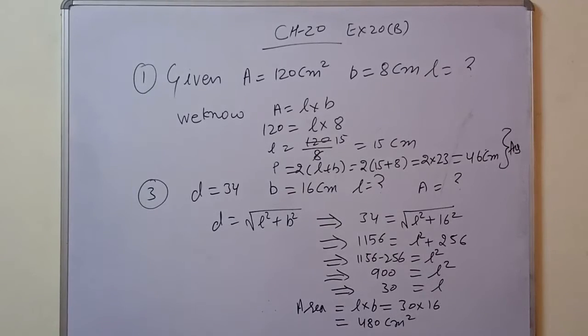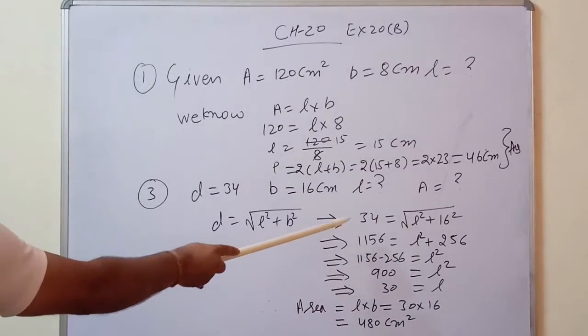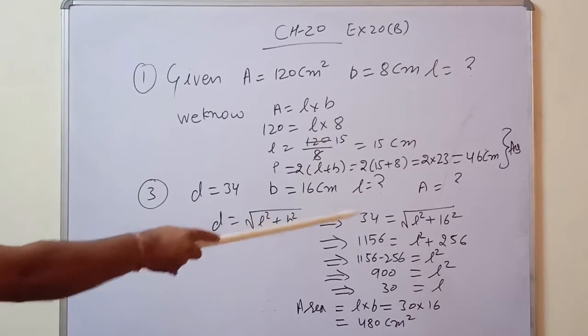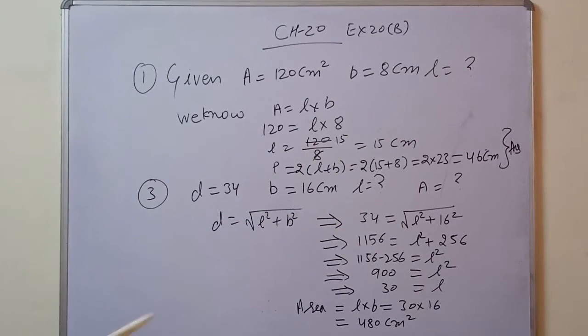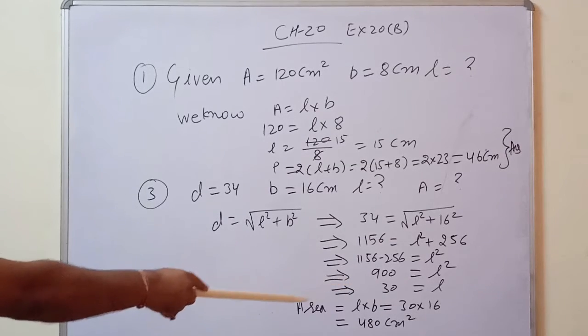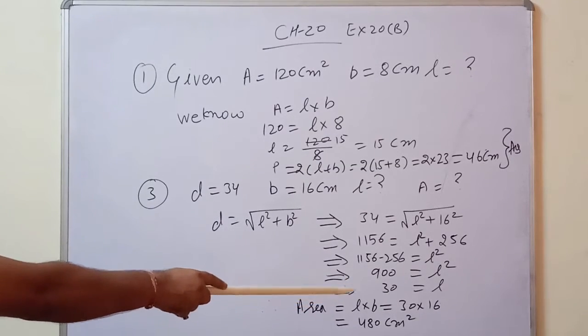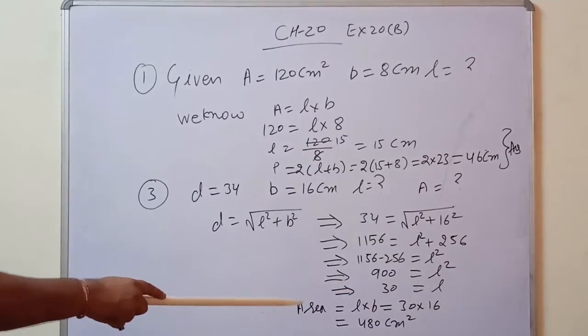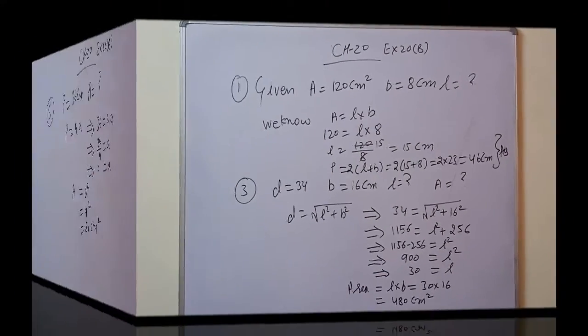So what we have, D equals under root L square plus B square. So that is 34 equals under root L square plus 16 square. 16 is breadth and 34 is diagonal. So 34 square equals 1156 equals L square plus 256. 256 will be subtracted from 1156, we will get 900. 900 equals L square and L equals 30. So area equals L into B, that is 30 into 16, that is 480 centimeter square.